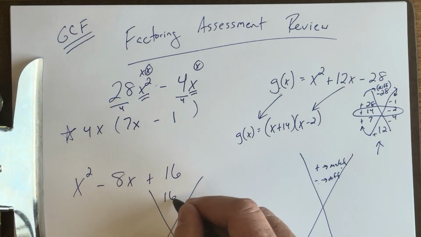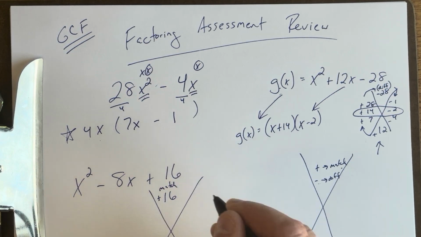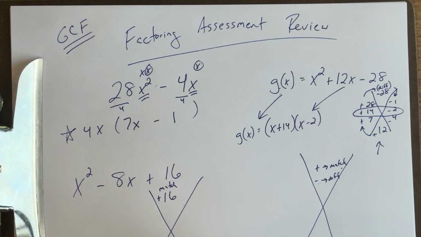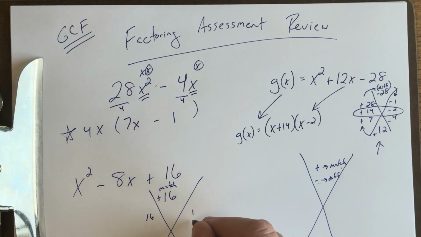Positive 16 goes at the top. Positive means that they're going to match, and I need negative 8 down at the bottom. Okay, so here we go. 16 and 1, 2 and 8, 3, nope, 4 and 4. Okay, so here we go.